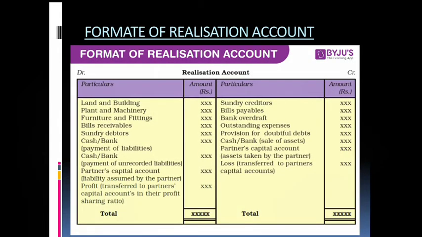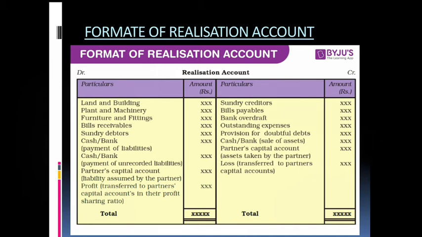Moving on to the format of realization account. Debit side: sundry creditors, bills payable, bank overdraft. These were the values of the external liabilities as per the old balance sheet. Then outstanding expenses, provision for doubtful debt, cash or bank, that is sale of asset, partners' capital account, that is asset taken over by the partners, and finally the loss transferred.